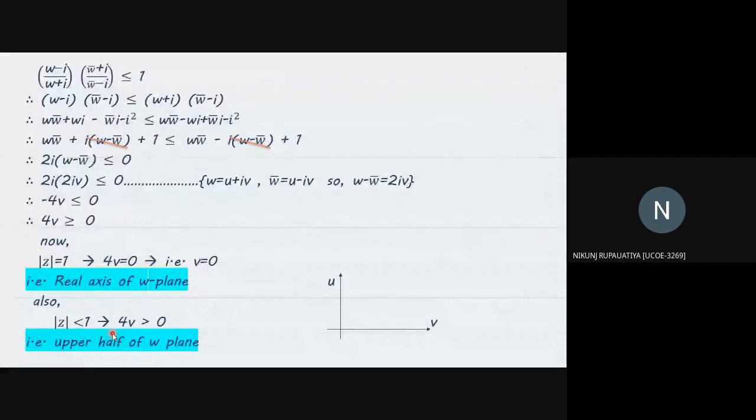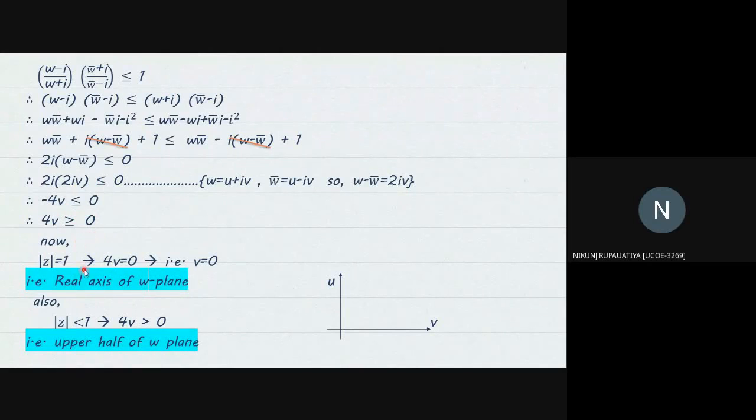So now we are doing the cross multiplication. We get the equation as w w̄ + wi − w̄ i − i² ≤ w w̄ − wi + w̄ i − i². Here w w̄ and i² are getting cancelled on both sides. So the equation becomes 2i(w − w̄) ≤ 0. Putting the value of w − w̄, that is 2iv, we get −4v ≤ 0. Converting into simpler form, that is 4v ≥ 0.